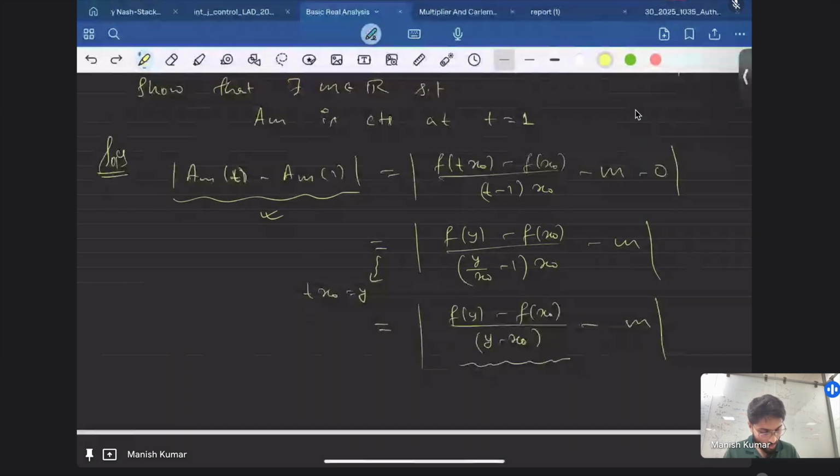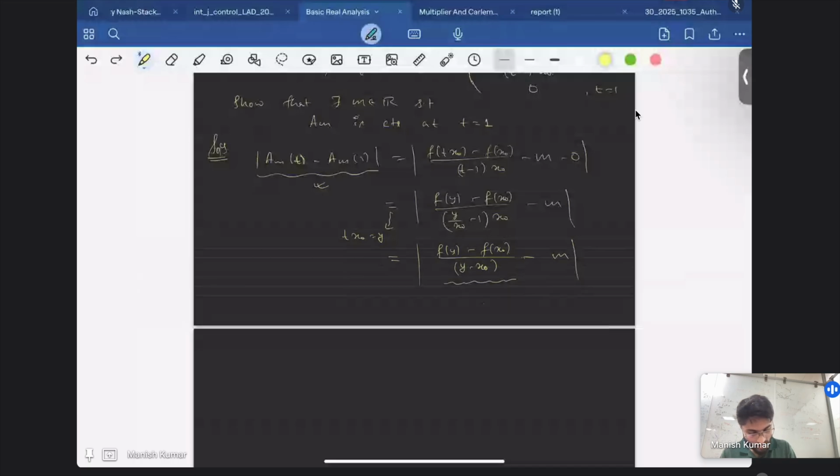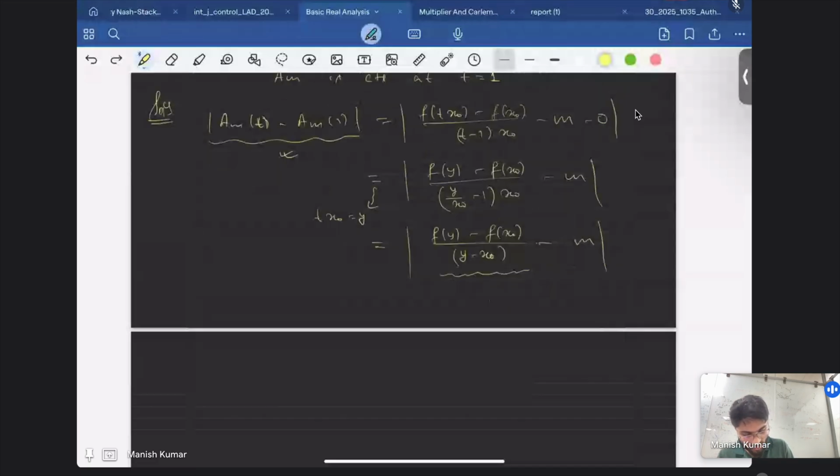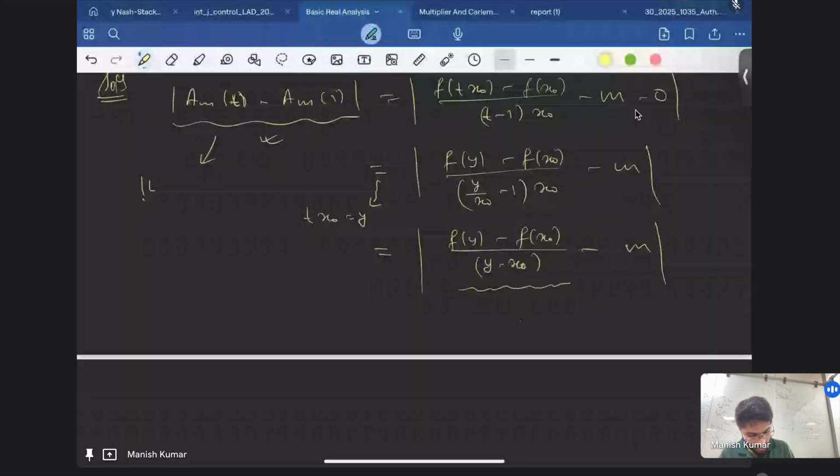So here we want to make it small if my t is close to 1, and here you know that this is small when y is close to x naught. So now you can see from here that as t goes to 1, t x naught goes to y.